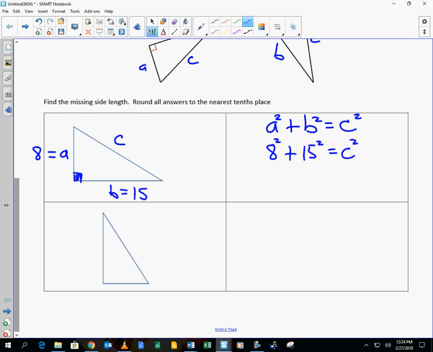If you need a calculator, you're going to have to take out your calculator right now. If you need to use your phone as a calculator, that's okay as long as you're using it as a calculator right now. You won't be able to do that on a test. If you need to borrow a calculator, then you can do that as well. Anybody know what 8 squared is?